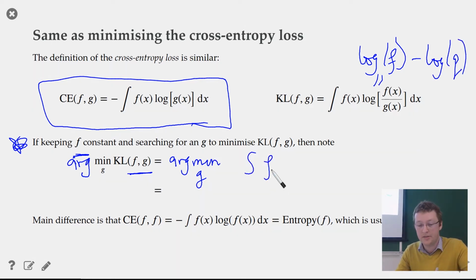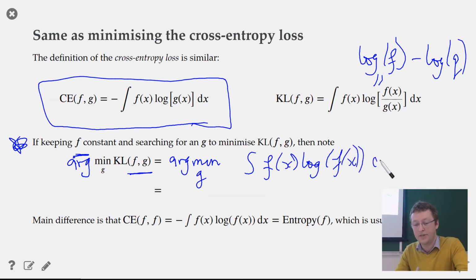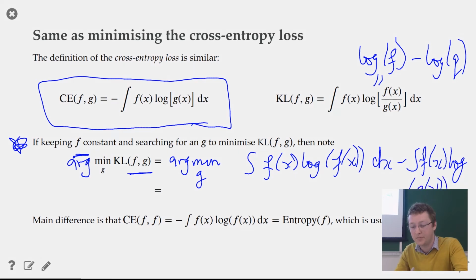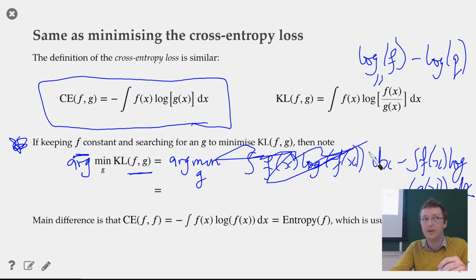And so we get the integral of f(x) log f(x) dx, subtract the integral of f(x) log g(x) dx. And so if we're changing g in this situation, this first term here, f log f, isn't changing at all. So if we're looking for the thing that minimizes this value, it's the same as looking at the thing that just minimizes the second value.